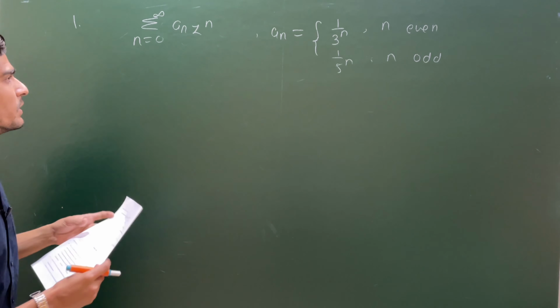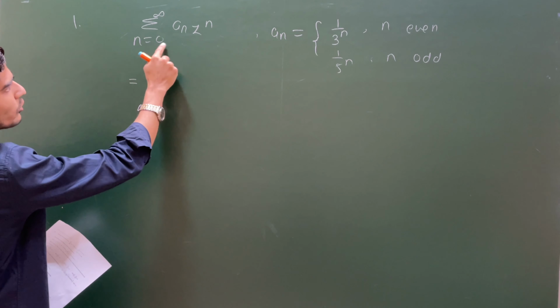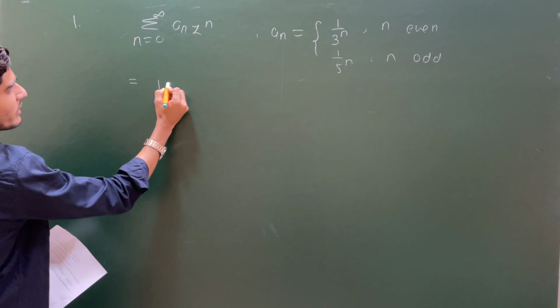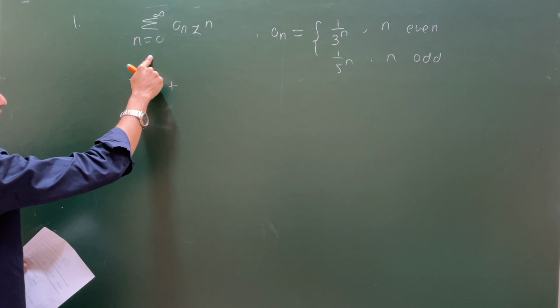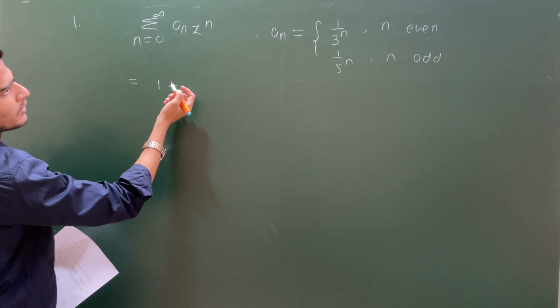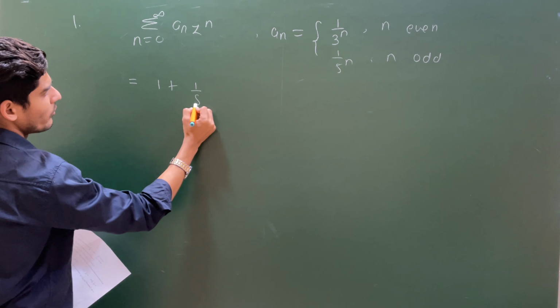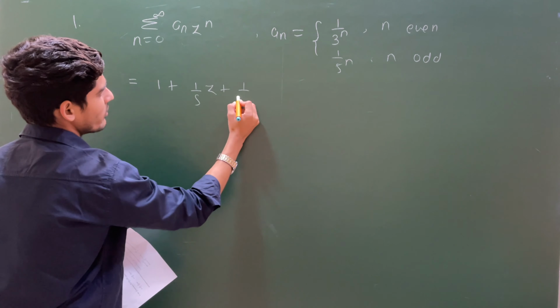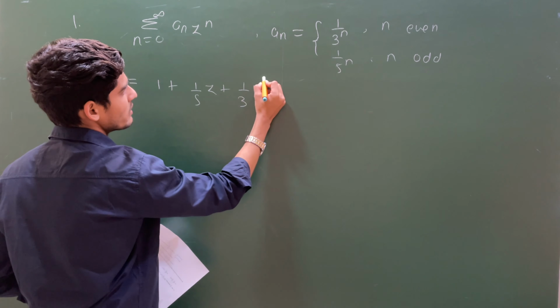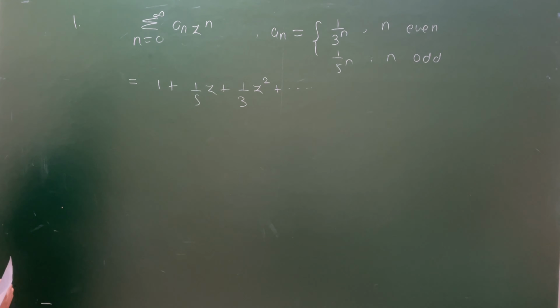So if you try to expand this, you will get it like this. When you put n to be 0, you are having 1. n is 0, so you have to assume it to be even. So you can take this as 1, plus 1 upon 5 z, plus 1 upon 3 z square. Like this, you are having this series.